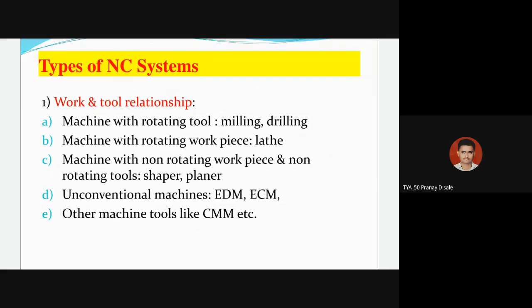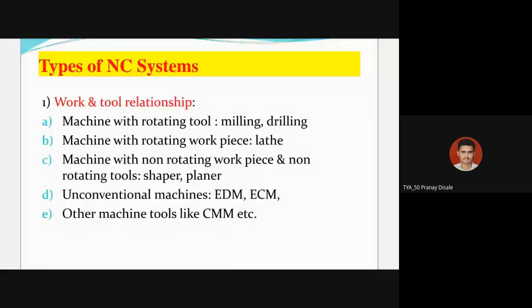Now the second type: machine with rotating workpiece. A machine with rotating workpiece is nothing but the lathe machine. We mount the workpiece on the lathe chuck, and the chuck will be rotated. The chuck is always rotating, and the tool is stationary. This is the example of the machine with rotating workpiece. This is the second type, based on work and tool relationship.